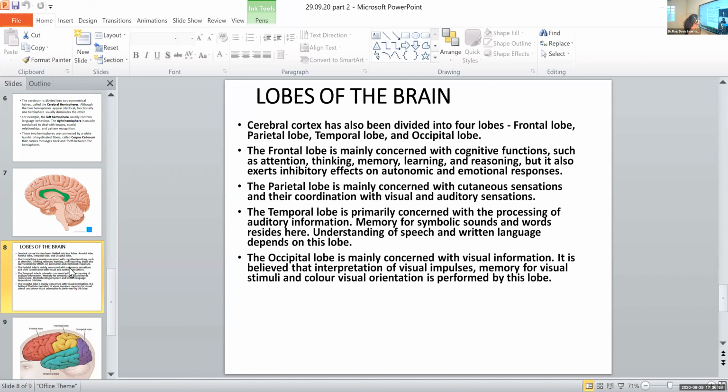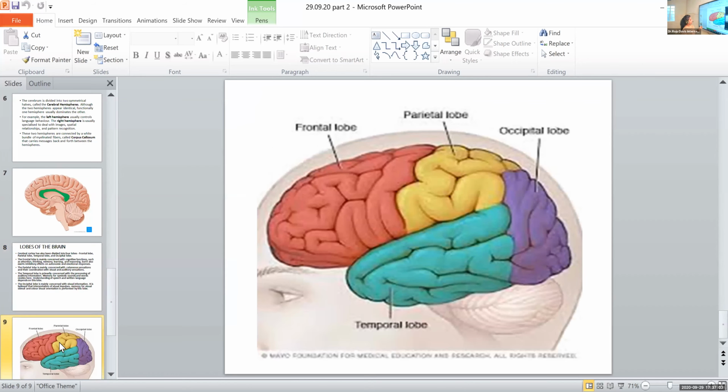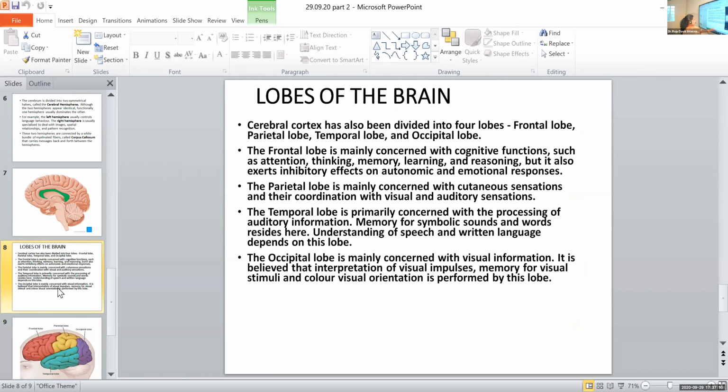Now, the parietal lobe. The parietal lobe is here. It has boundaries with all the other three lobes. In back part of the frontal lobe, it comes in the front part of the occipital lobe, and it is surrounded by the temporal lobes on the side. Yes, the parietal lobe is mainly concerned with cutaneous sensations and their coordination with visual and auditory sensations. So imagine you were sitting and writing something, and somebody comes and gives you a huge pat on your back, and it was quite painful.